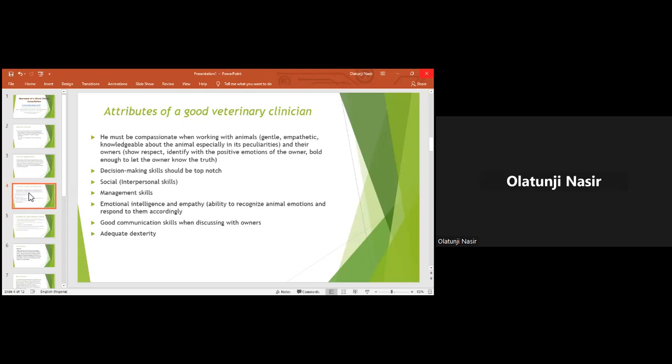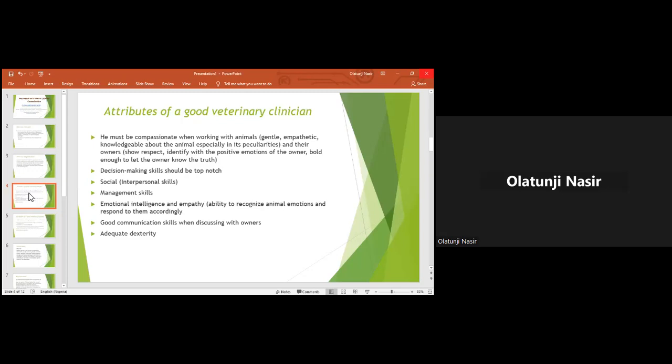So that's why I say emotional intelligence and empathy. We have been saying everything. You have to have emotional intelligence, in recognizing animal emotion and human emotion, and you respond to those emotions accordingly. All this I'm talking about, you have not even started the examination. It's just something you have to have, because you can't give what you don't have. So these are the things that even if you don't have, you have to try to see how you can develop and imbibe. And we have said it, good communication skills when discussing with the owner.